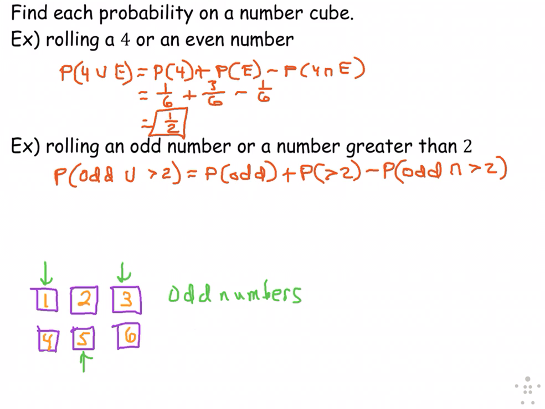So here I'm showing that I take the simple event, probability of an odd, plus the simple event, probability rolling a number greater than 2, and then because these are inclusive events, I have to subtract their overlap. Substituting in the numbers, you get the following. So notice half of the numbers on the 6-sided number cube are odd, and then 4 of those 6 numbers are greater than 2, and of the numbers that are greater than 2, 2 of them are odd. So then we have a 5/6 chance of rolling an odd number or a number greater than 2 using a single number cube.